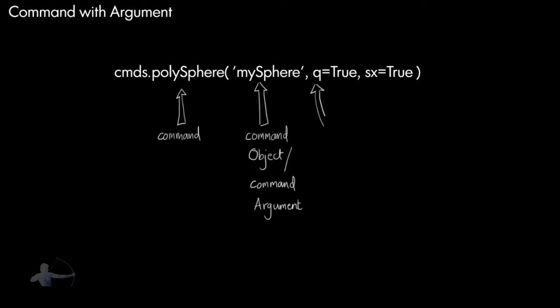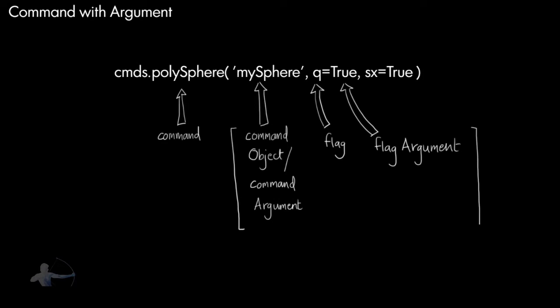This here, which is a shortcut or the short name for query, is the flag, and true, which is defining the value of this flag, is called the flag argument. The same is true for sx and true: sx here is the flag and true here is the flag argument. So there are three different terms which we understood after dissecting a command.